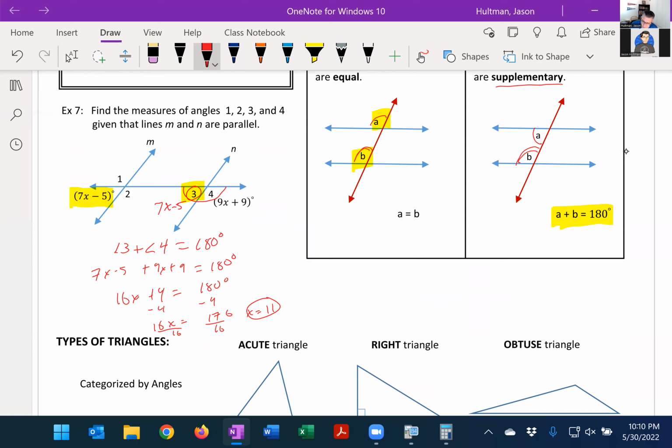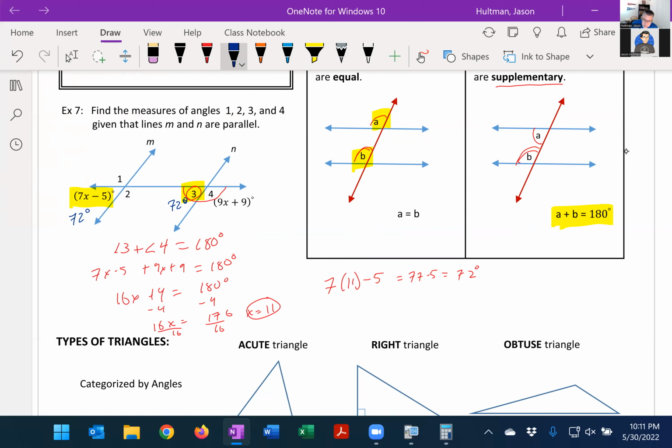So I can go back in. I can say, okay, well, what's 7x minus 5, or 7 times 11 minus 5? Well, I know that that's 77 minus 5, which is 72 degrees. Okay, so I know that this angle was 72. Maybe I'll use a different color. This angle was 72 degrees. Therefore, 72 degrees is angle 3. So this angle had to be 72 degrees.